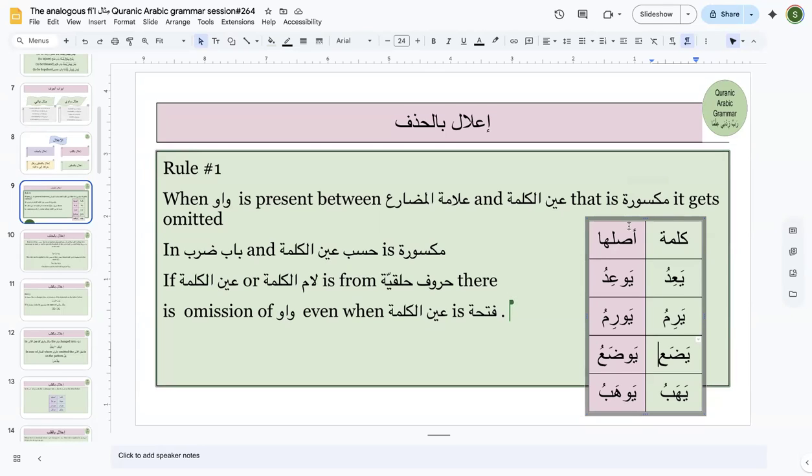So can somebody remind me what are the two abwab in which ainul kalima is maksura, or written with a kasra? Very good job. It is daraba and hasiba, not samia. Samia does not have a kasra on ainul kalima in mudare. Remember, we are focusing on fail mudare here, right?